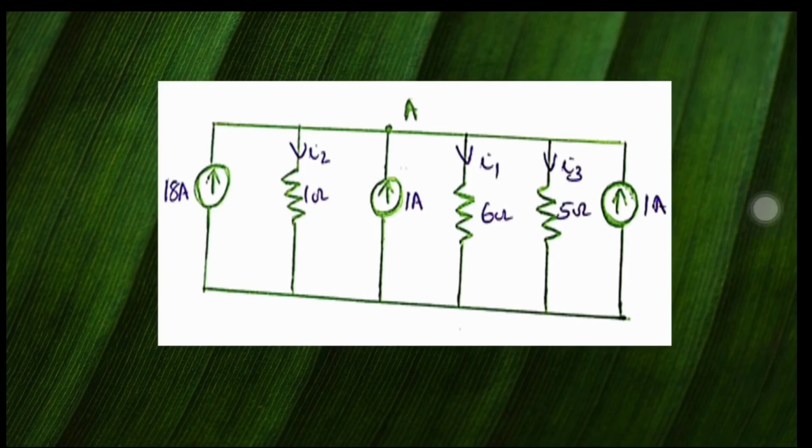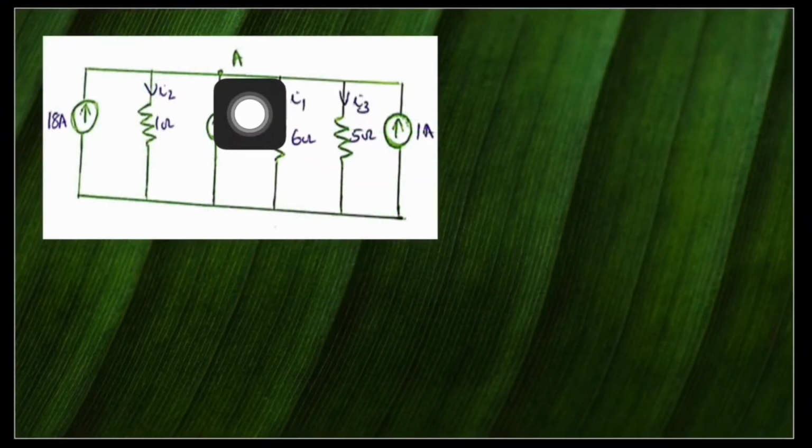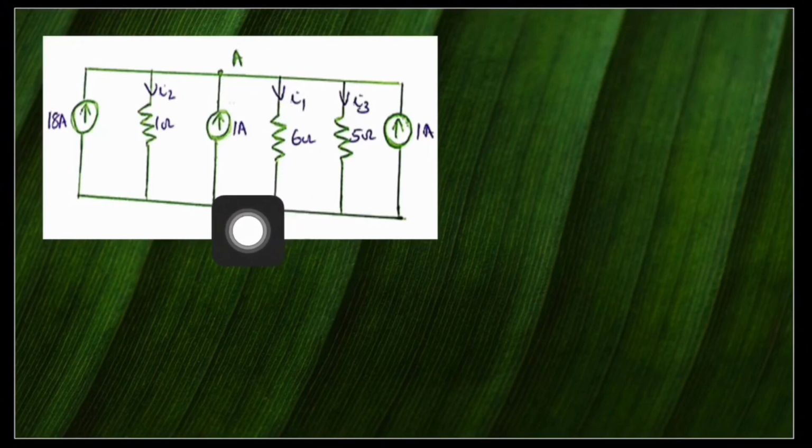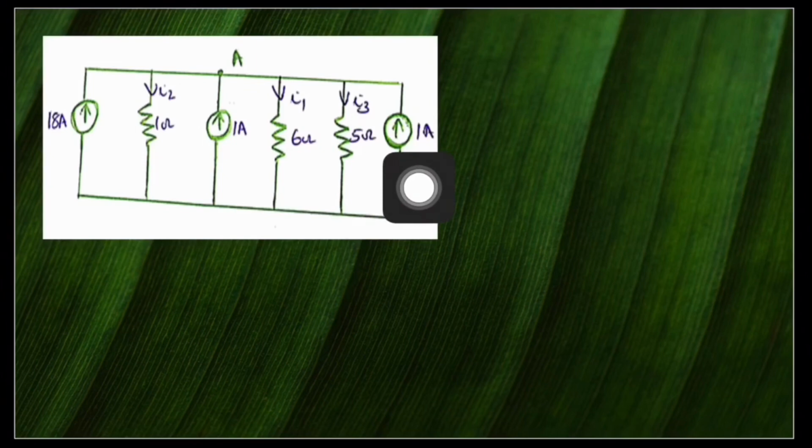In fact, the direction of current through these three resistors are not mentioned in this question. Hence, we assume downward direction for all these three currents. I1 is the current through 6 ohm, I2 that through 1 ohm, and I3 through 5 ohm. By inspecting this network, we can see there is two nodes. At this node A, we have three incoming currents, 18 ampere, 1 ampere and 1 ampere, and three outgoing currents. I1, I2 and I3 are the three outgoing currents.